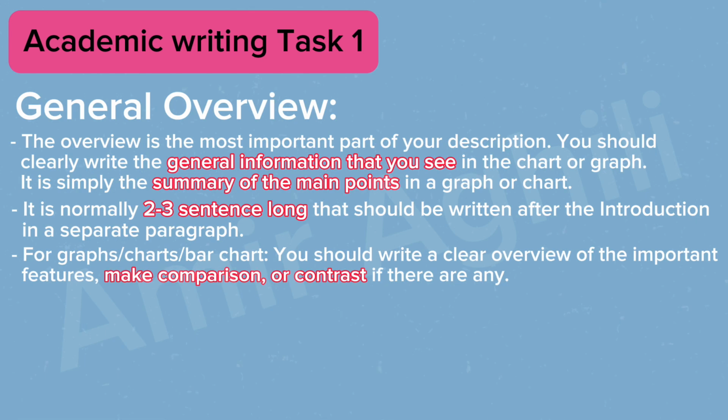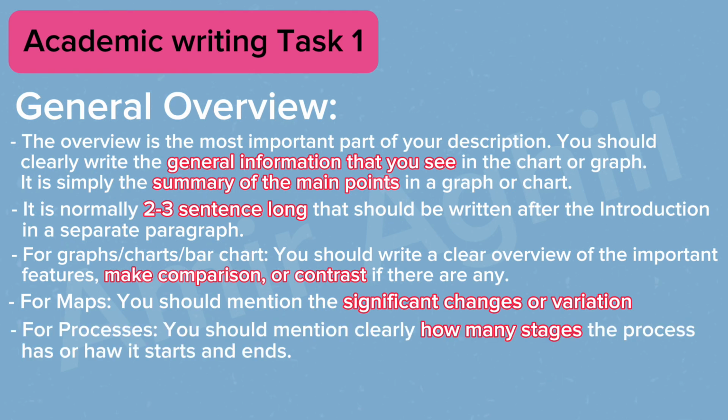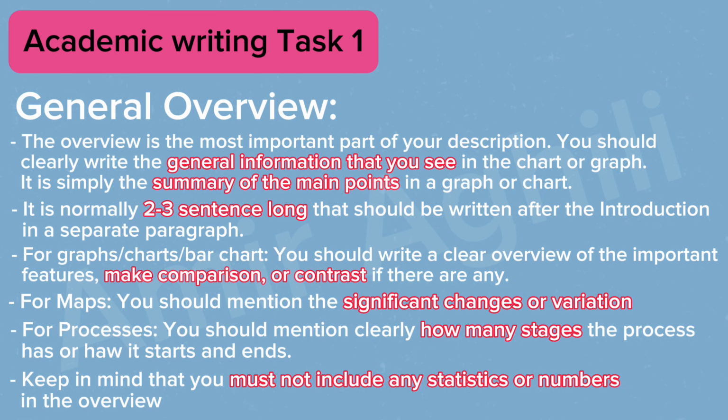For graphs, charts, and bar charts, you should write a clear overview of the important features. Make comparisons or contrast. For maps, you should mention the significant changes or variation. For processes, you should mention clearly how many stages the process has or how it starts and ends. Keep in mind that you must not include any statistics or numbers in the overview.